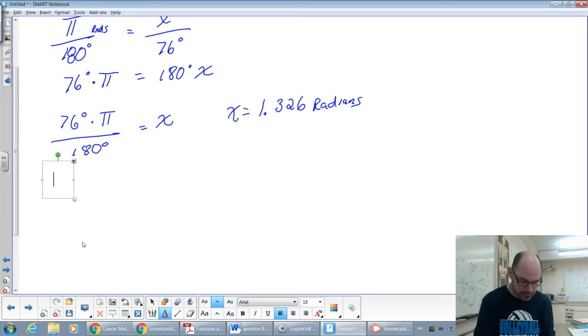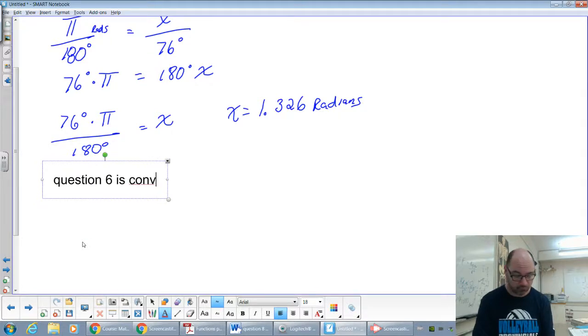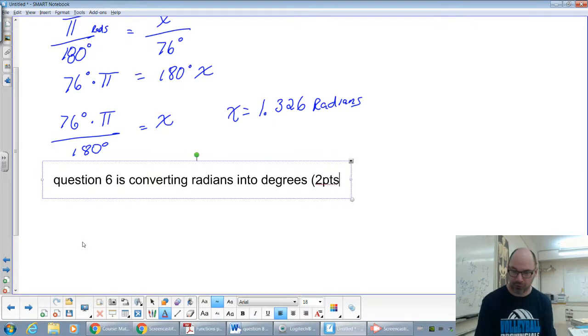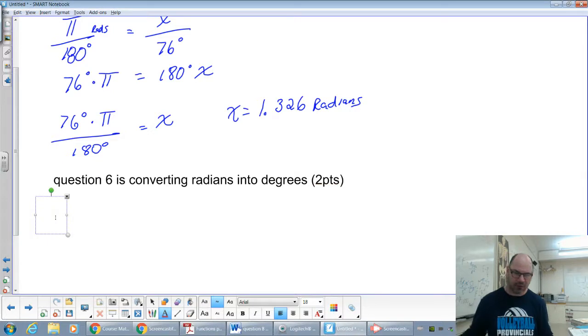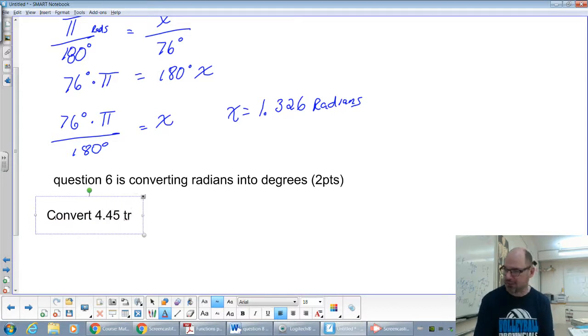So question number 6. Again, that's 2 points. There's only 2 of them. And this time I'm going to say go to the nearest degree. So an example of that, convert 4.45 radians into the nearest degree.